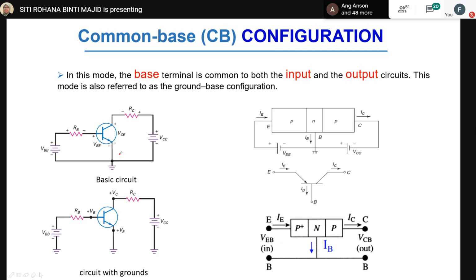This mode is referred to as a grounded-base configuration, and you can also redraw this basic circuit with grounds like this. Don't get confused, because some books or reference sources use the basic circuit, but actually it's the same. If you use the circuit with ground, maybe some of you will get confused understanding the current flow, but basically it refers back to the NPN emitter-base terminal.